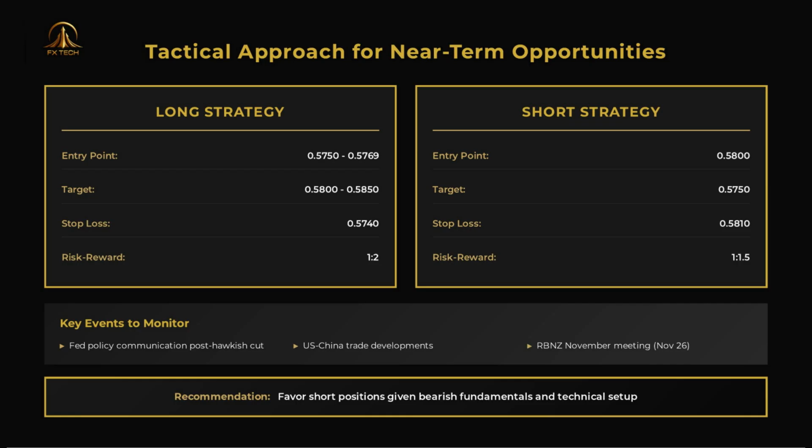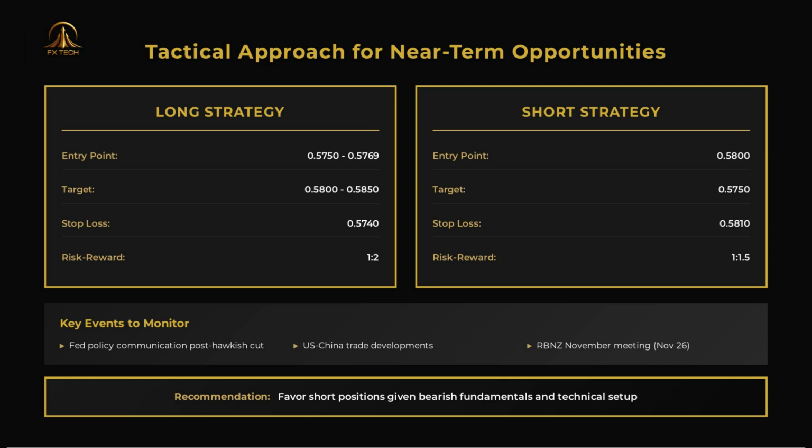The short strategy, which we favor given current bearish fundamentals, suggests entering at the 0.5800 resistance level, targeting 0.5750, with a stop loss at 0.5810. This offers a risk-reward ratio of 1 to 1.5. Key events to monitor include Fed policy communication following their hawkish cut, US-China trade developments, and the crucial RBNZ meeting on November 26th.